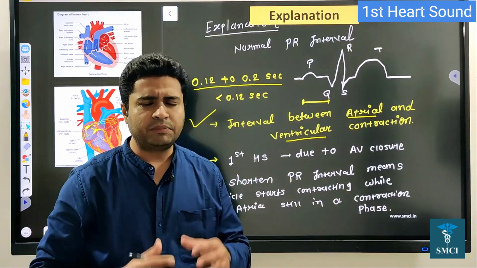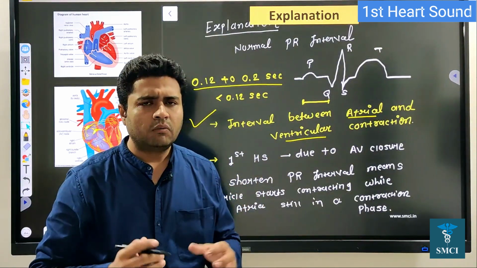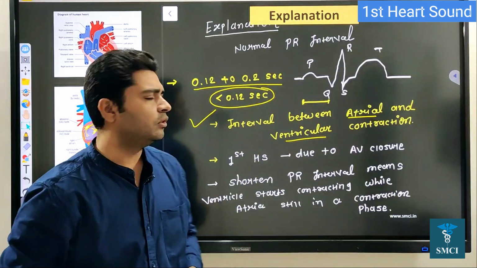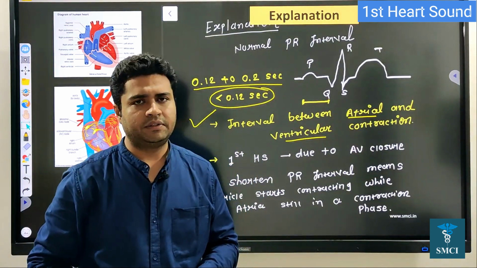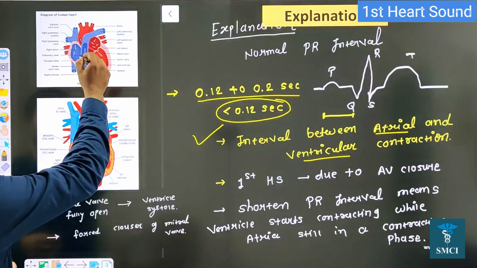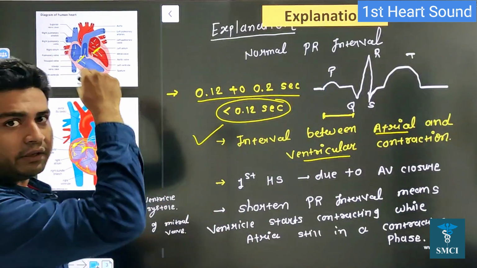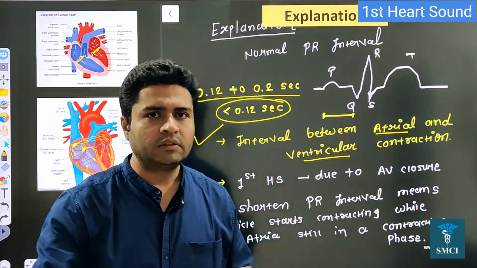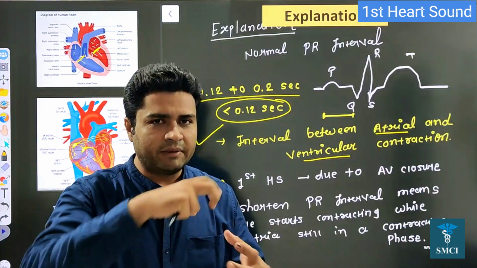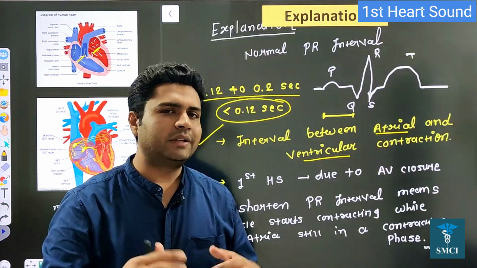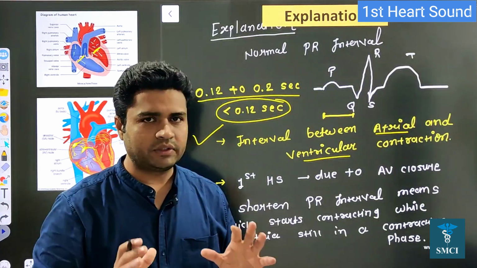In our case, the PR interval is shortened. That means the PR interval is less than 0.12 second. You all know why the first heart sound is produced. The first heart sound is produced because of the closure of the AV valves. So, bicuspid and tricuspid both are closed, and it will produce a vibration in the fluid inside, and that will produce a sound. That is the first heart sound.